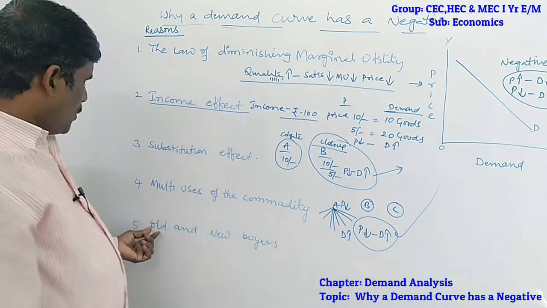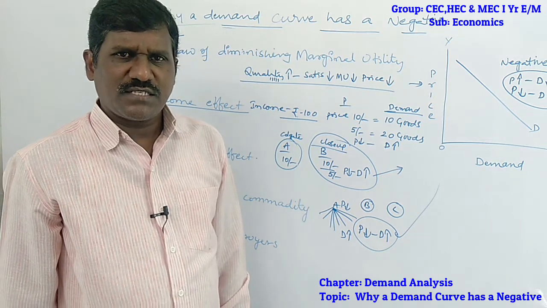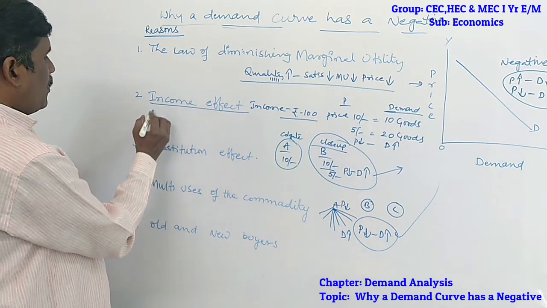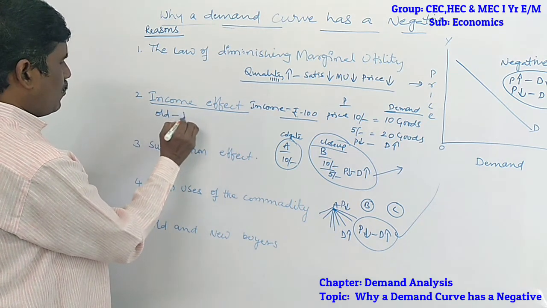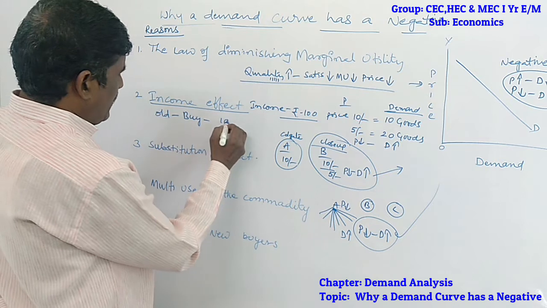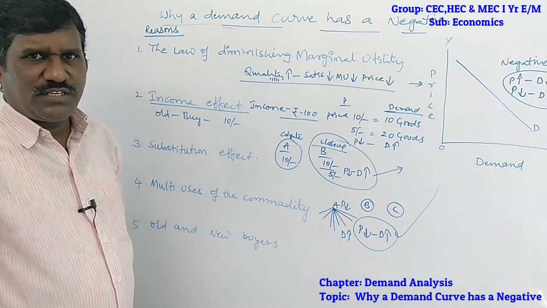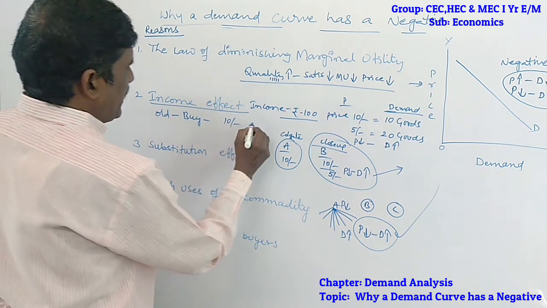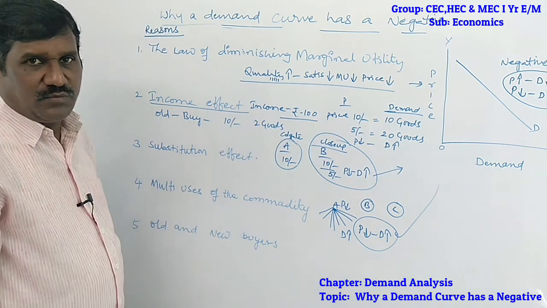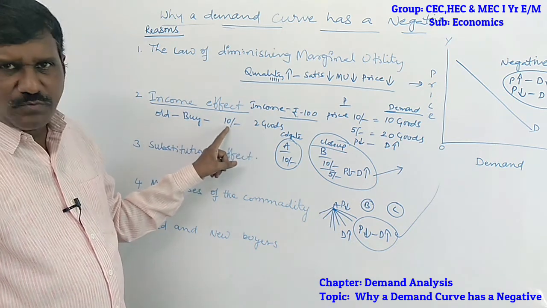Okay, then old and new buyers. Simple. What are old and new buyers? For example, an old buyer can purchase, for example, the price of the commodity is 10 rupees. Then he can purchase, suppose, 2 goods. Simple. The old buyers can purchase 2 goods at 10 rupees price.